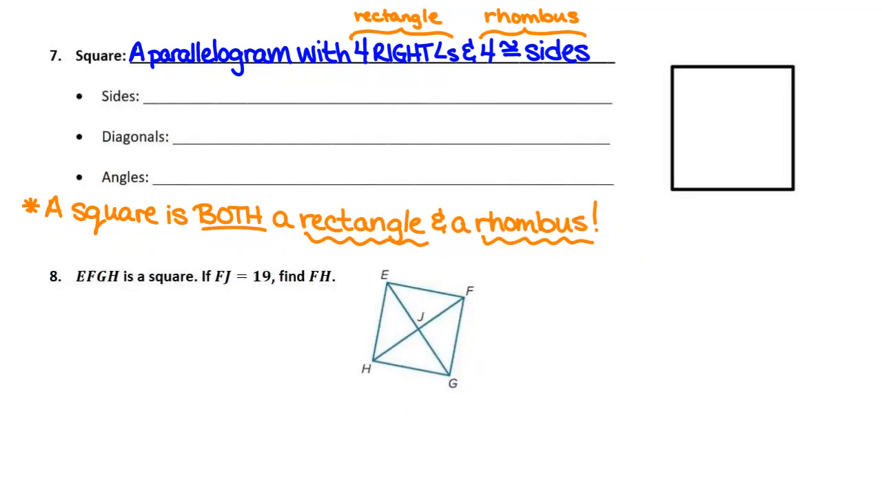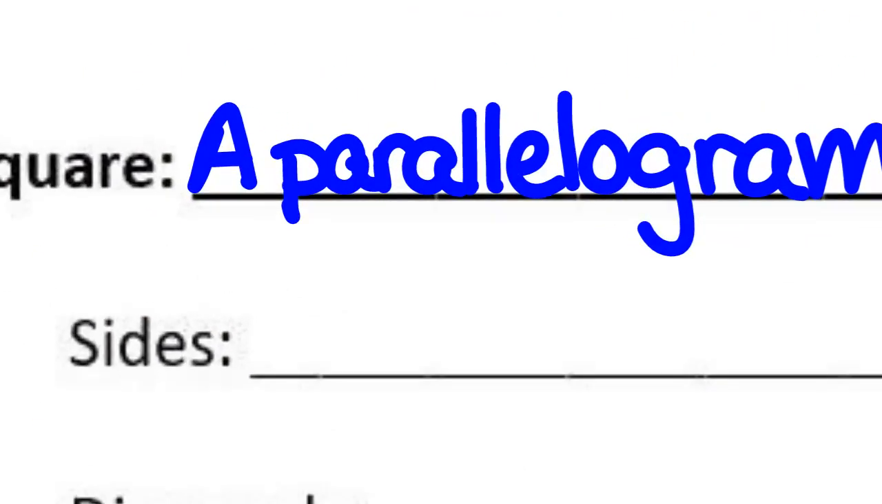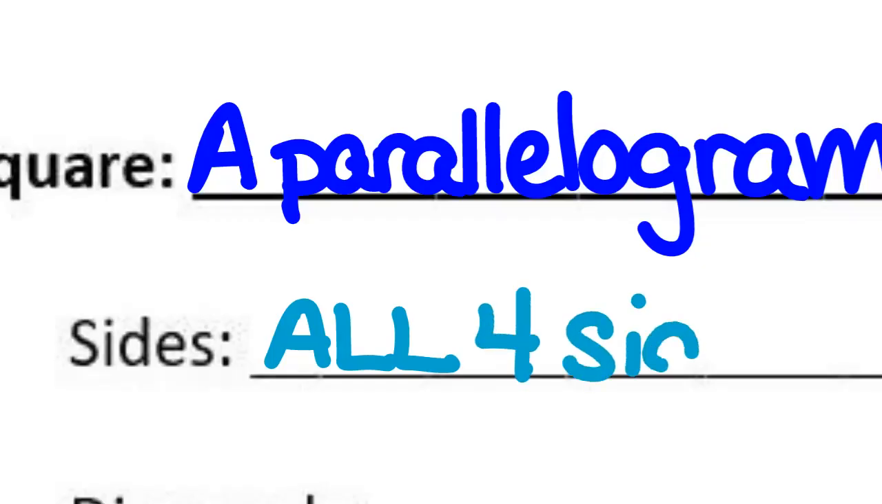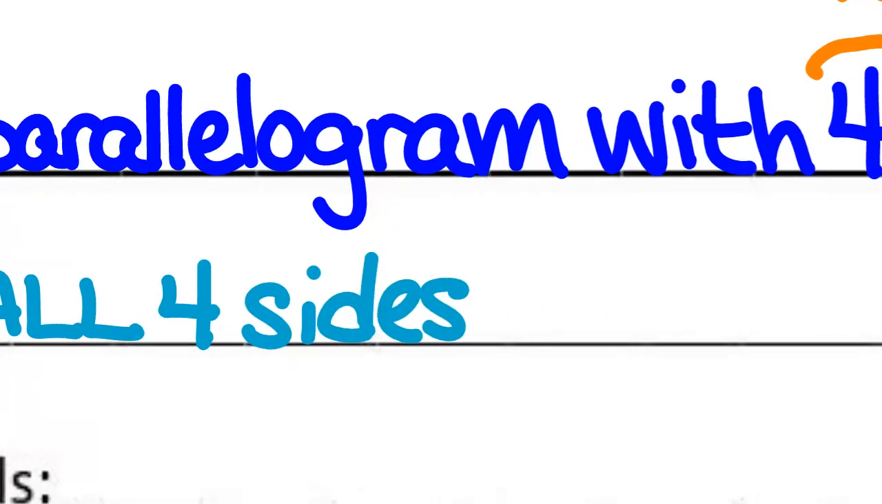So let's talk about the properties of a square. It's going to have all the properties of a parallelogram, all the properties of a rectangle, and all the properties of a rhombus. When I think about the sides, we mentioned something up here about the sides. What do we know about the sides of a square? They're all equal. So all four sides are congruent.